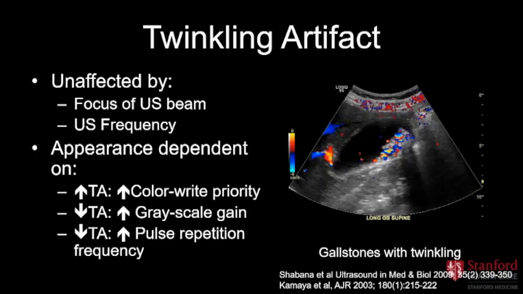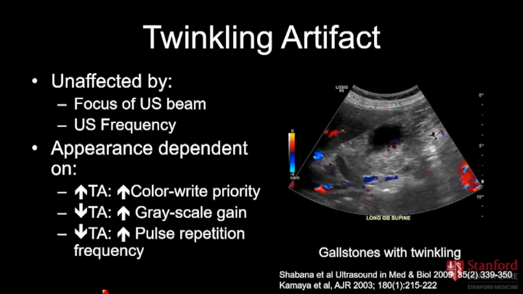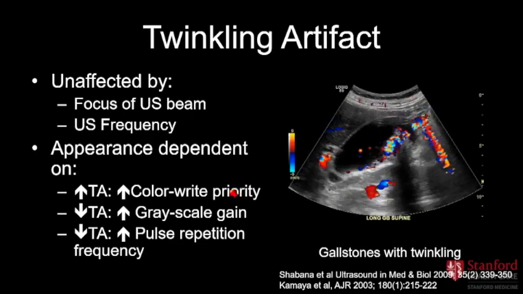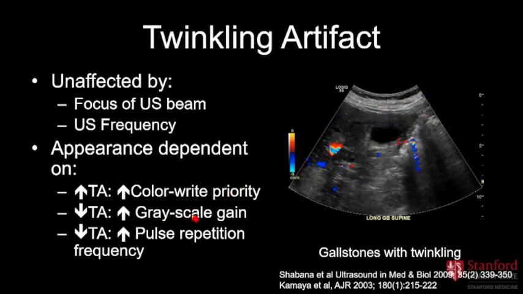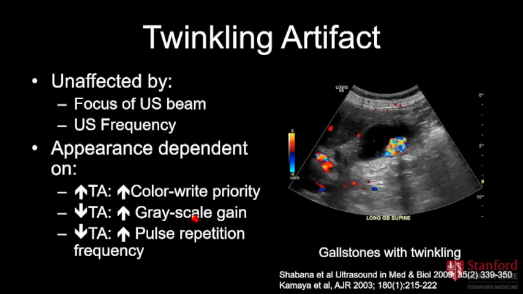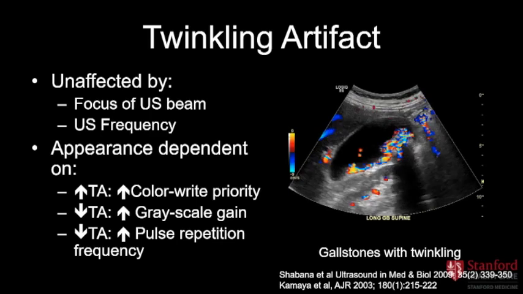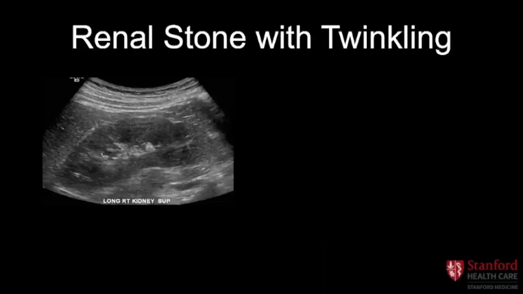But it is affected by other machine parameters, such as color write priority. If you increase your color write priority, you'll increase the amount of twinkling artifact that you see. If you increase your grayscale gain, you'll decrease the amount of twinkling artifact you see. And if you increase your PRF, you'll actually decrease the amount of twinkling that you see.